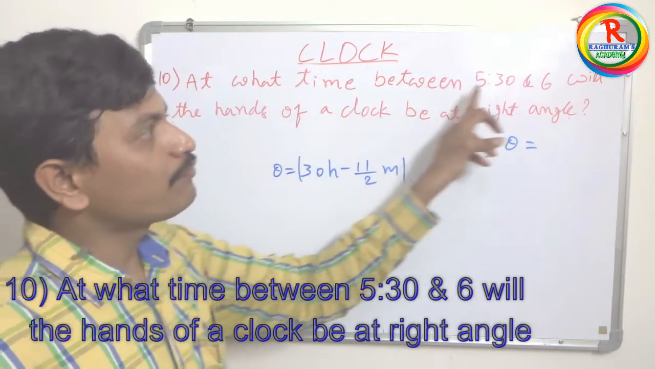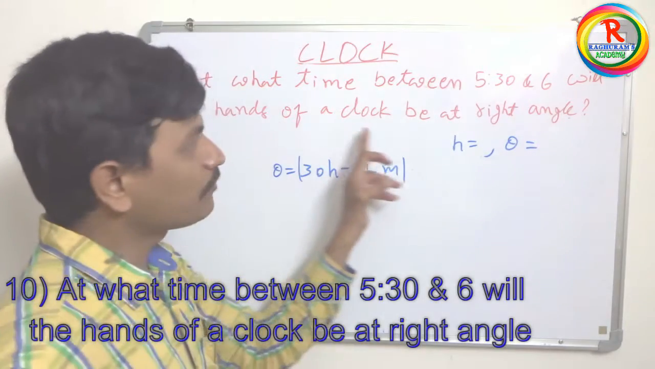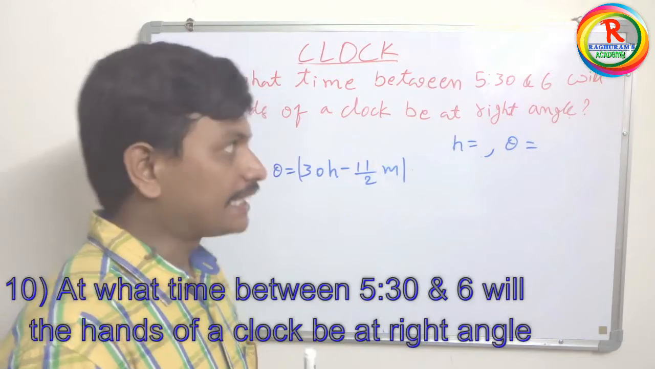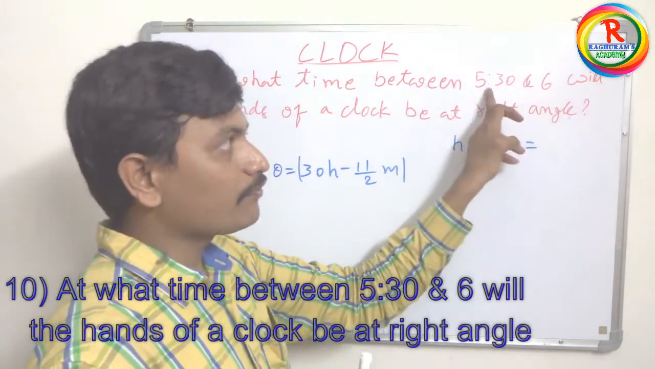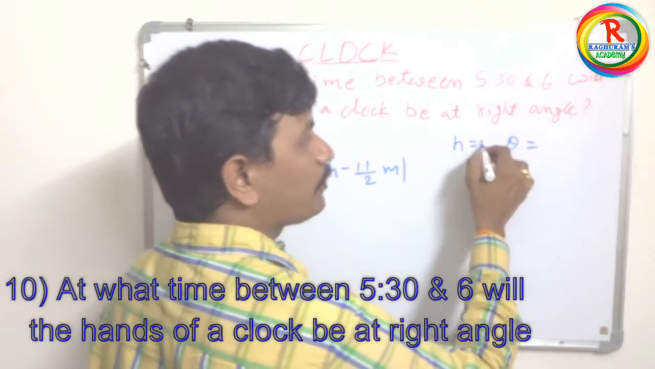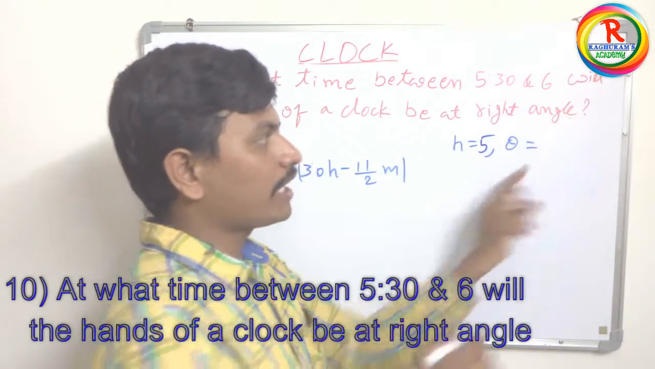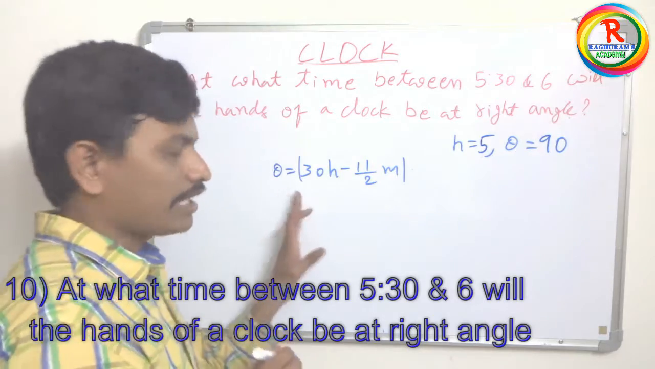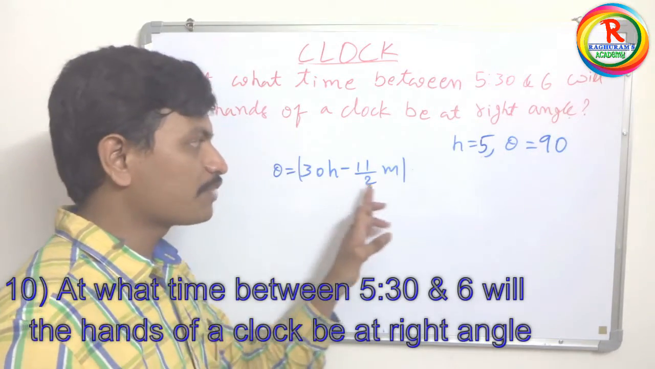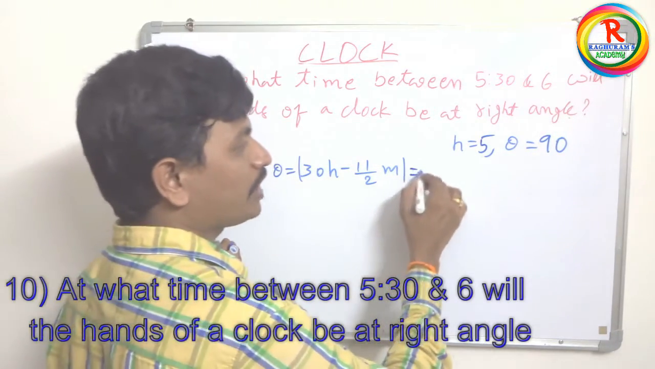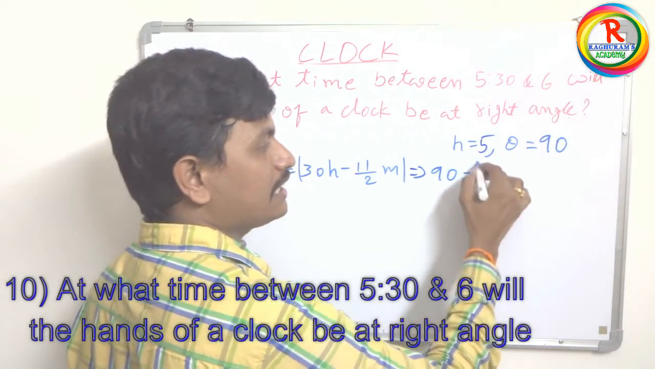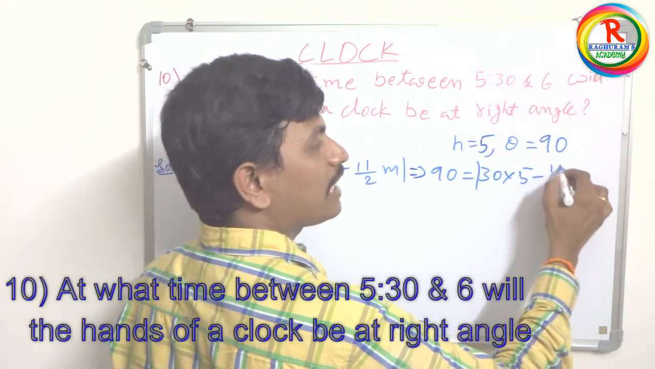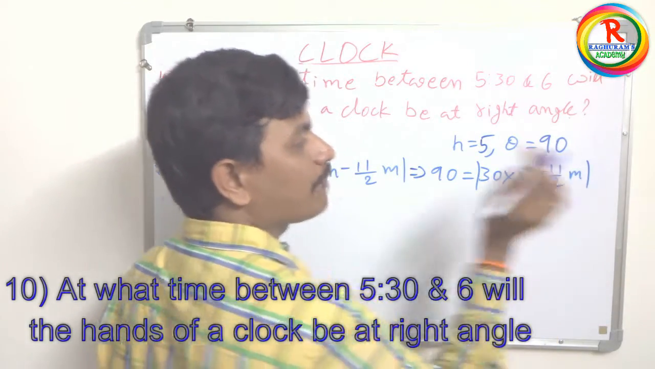At what time between 5:30 and 6 will the hands of a clock be at right angle? What do you mean by right angle? 90 degrees. Here 5:30 to 6, we take 5 to 6 only, before which I'll take hour is 5 and theta is equal to 90. Right angle is 90 degrees. So the same formula, theta is equal to 30h minus 11 by 2 m. Just substitute it. What do we get? Theta is 90 and 30 into hour is 5 minus 11 by 2 m. We need to find m value.